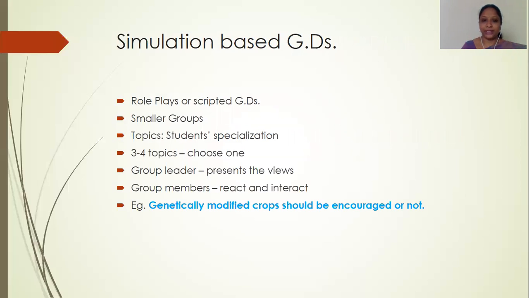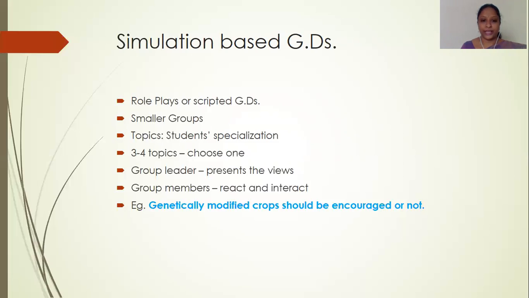So you have the content written and each and every person has got a specific role to play. Then there are smaller groups in simulation based GDs because each and every person gets an opportunity to enact a role, and the topics are student specialization. What is the student specialization? Like for example, say engineering or robotics, etc.